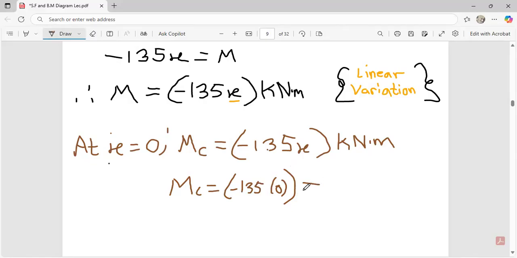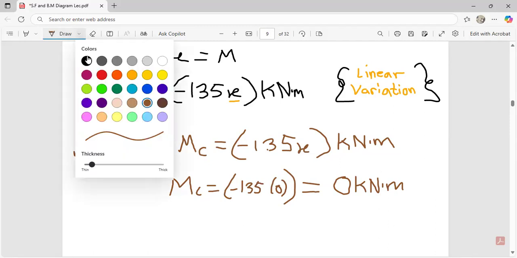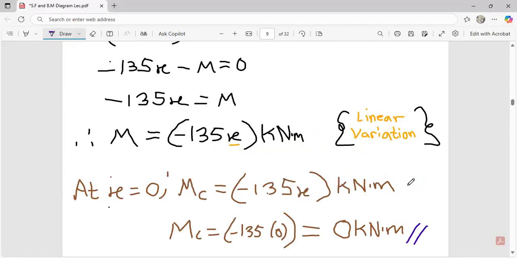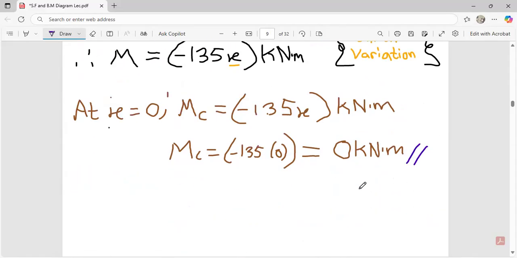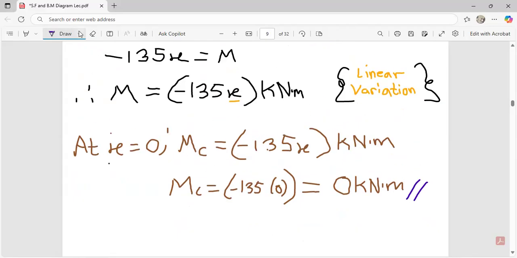So we're going to get 0 kilonewton meter. 0 kilonewton meter. So we are done with this one. So let's do for the other one too. We are going to do for MB. Okay, good.